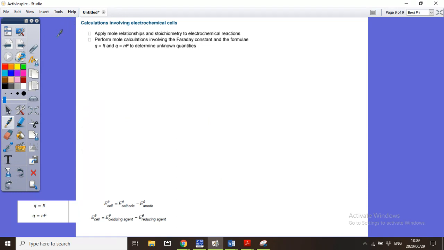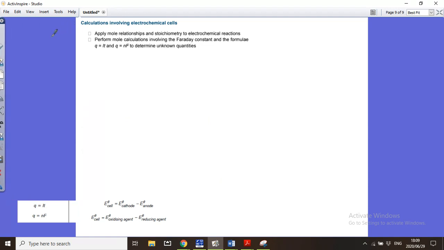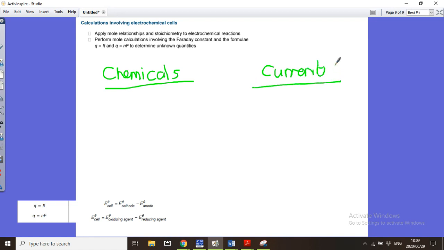Now, the last thing we need to do is looking at calculations. Now, again, there's a video that does this in a lot of detail. But what you need to read is the question is either going to give you information about your chemicals or it's going to give you information about your current. Now, remember, current means electrons. So if the question gives you information about your current, you need to find out how many electrons I have and bring that to your chemicals.